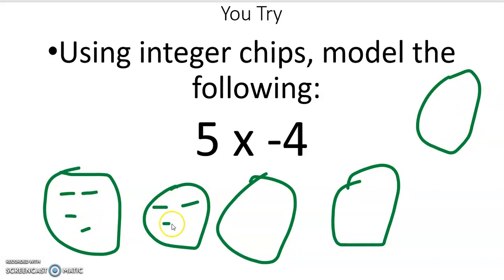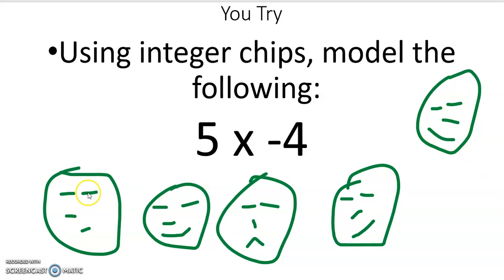1, 2, 3, 4. That kind of looks like an alien. 1, 2, 3, 4. Oh, that one's sad. That's not a very good negative. 1, 2, 3, 4. And yes, you can have a little bit of fun as you draw them.